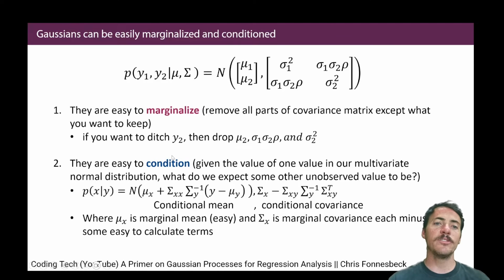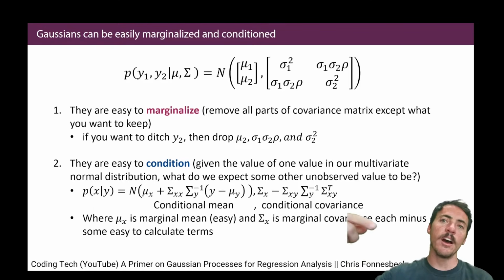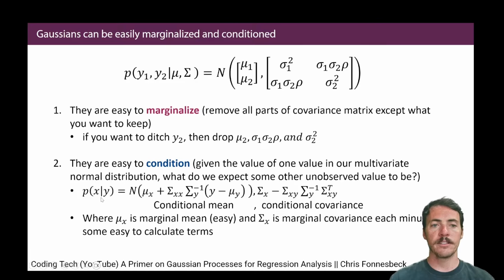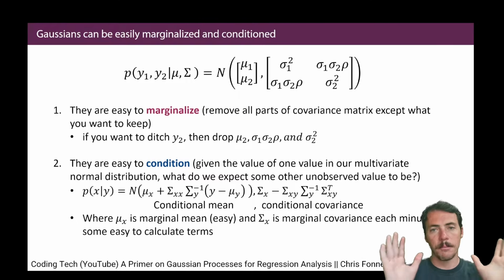And then they're also easy to condition, which is if you are given the value of one value in our multivariate normal distribution, it allows us to calculate what the other value would be, right? So for example, you can see mathematically what that comes out to, what the probability of x given y would be. Using this expression up here, we're actually able to calculate it. Not too bad. You do need to have this conditional mean term, this conditional covariance term, but those are pretty easy to calculate. So that's the mathematical description.